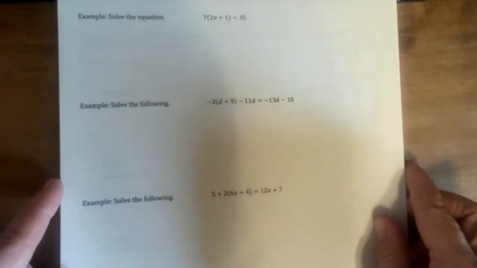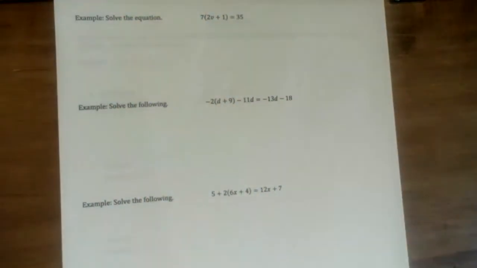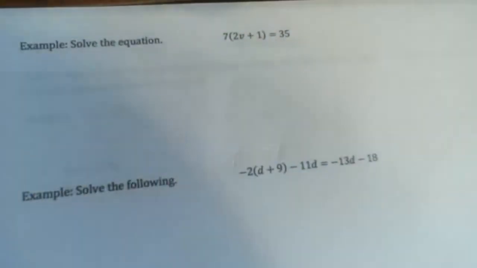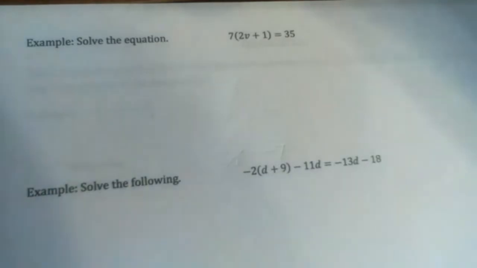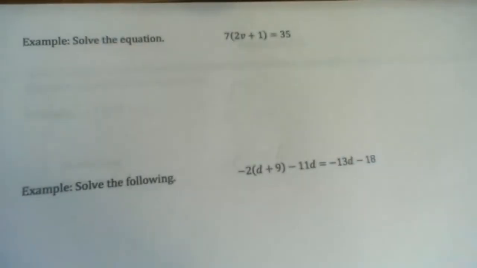All right, let's keep rolling. So next page. All right, so again, we're going to add on a little bit each time. So solving the equation, 7 times (2v plus 1) equals 35. Focus it so it'll get a little blurry for a second. All right, so 7 times (2v plus 1) equals 35.